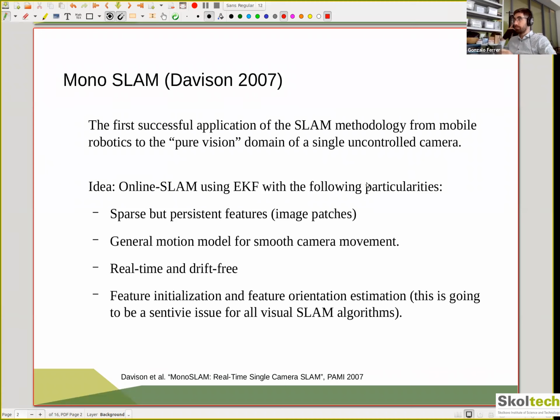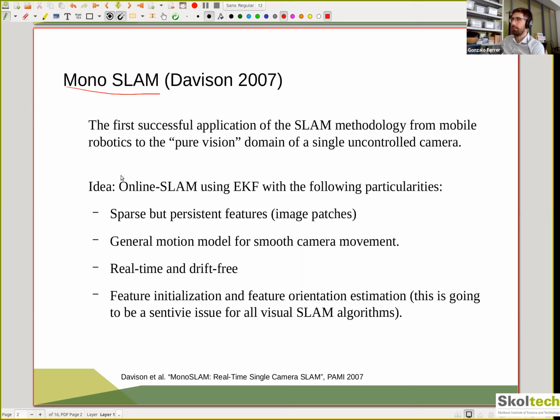Okay, so let's start with something that should look very familiar to all of us, right? This publication by Davison, MonoSLAM, was one of the first successful applications of SLAM, right? Just by using pure vision. I will show some images later, but this evaluation was done on a kind of handheld camera. And at that time, it was not so easy to obtain good results here, right? So that's why I'm starting with this.